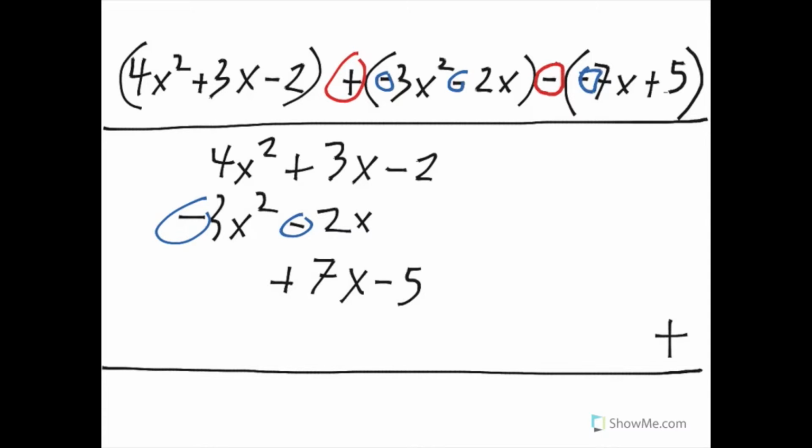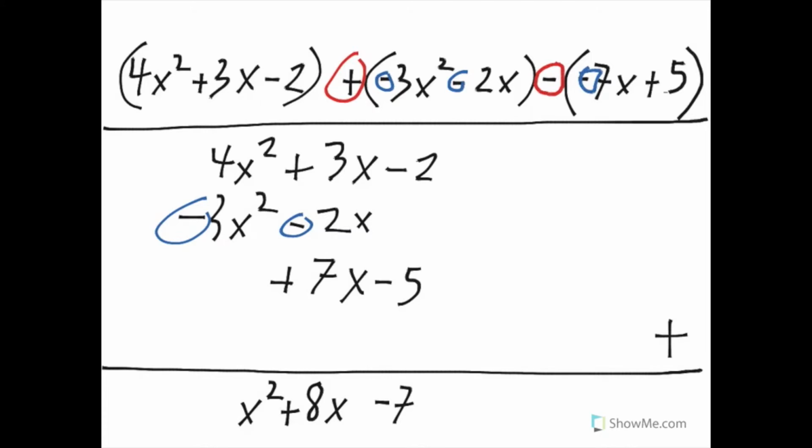So -2 plus a -5 is -7. And now a 3x plus a -2x plus a 7x is equal to an 8x. And 4x squared plus a -3x squared is x squared. And there you guys go.